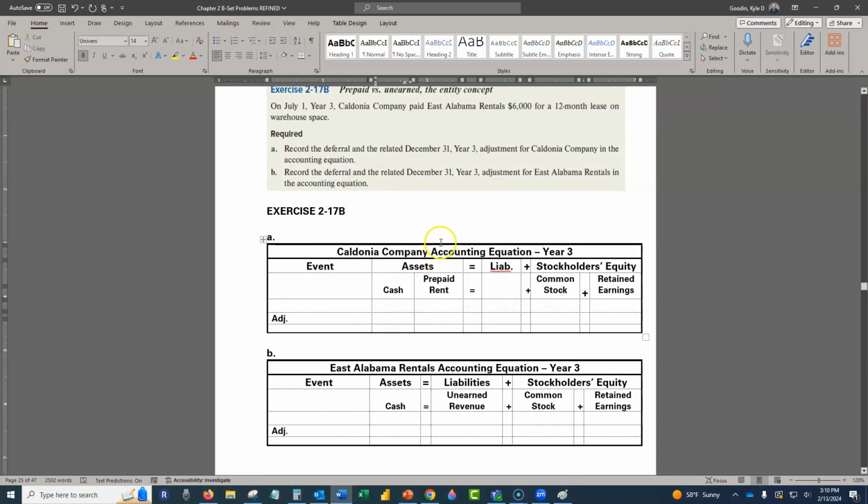Well, let's go from the Caledonia Corp company. We're the purchaser. We are paying $6,000 for 12 months worth of rent in July. So we have a decrease in cash of $6,000, but we have an increase in another asset, that prepaid rent asset, of $6,000. So we have an asset exchange. There is no impact on the accounting equation, right? So we know there is no impact here, right?